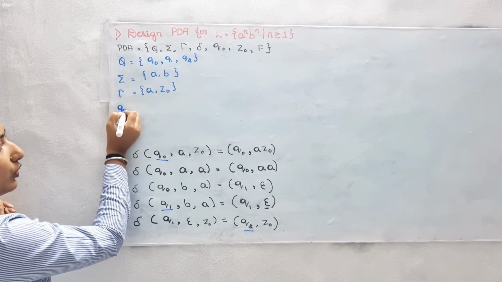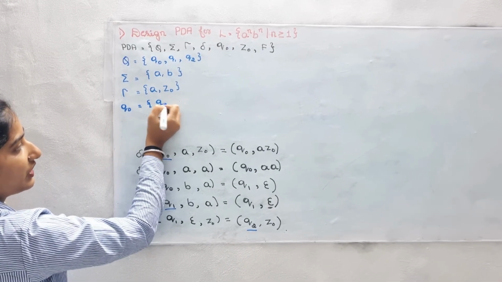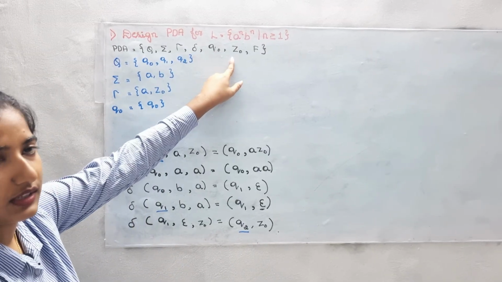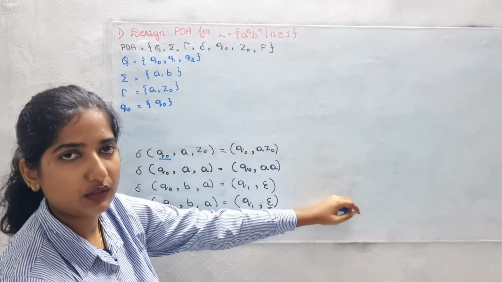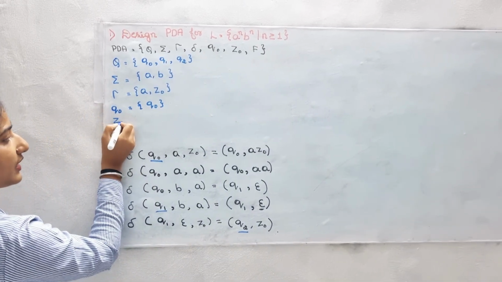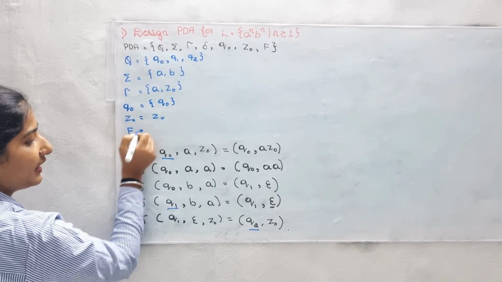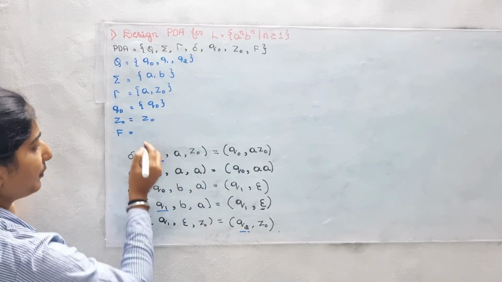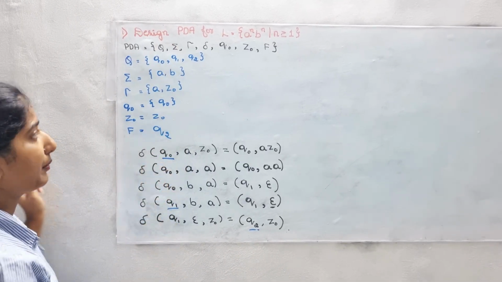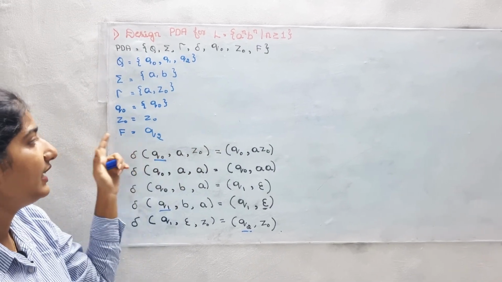And then Q naught. Q naught means the initial state. So we got the initial state as Q naught only, and Z naught, which means the element we have on top of the stack at first, right? So Z naught is also Z naught only. And then F, which means the final state. So we have the final accepting state, that is Q2. So this is how we represent the definition of a PDA using a 7 tuple.